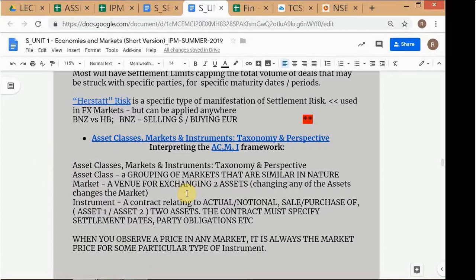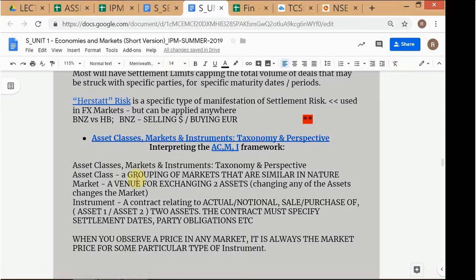In terms of our terminology, we will use this concept that the moment you change any of the assets, it is a different market. The moment you have gold in US dollars, that's one market. But the moment you start quoting gold in Japanese yen, that's not the same market. What we should be saying is that it's a gold market in Japanese yen, because the terms asset has changed. Are you following? This is how you would treat it as a different market.